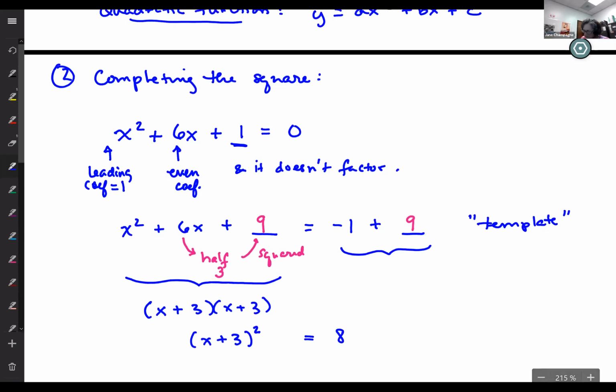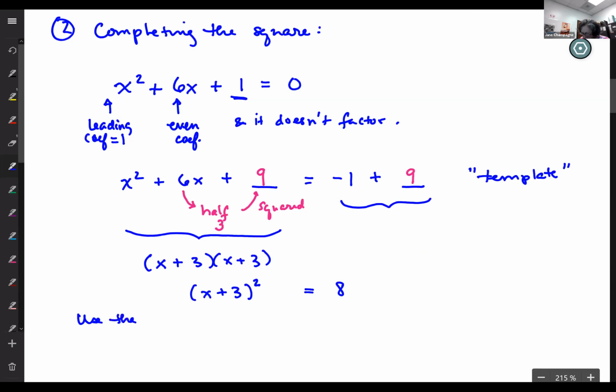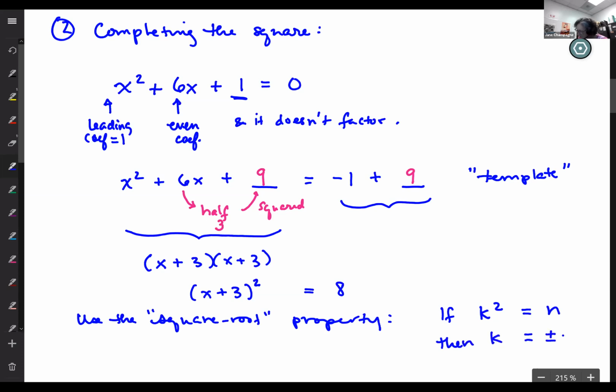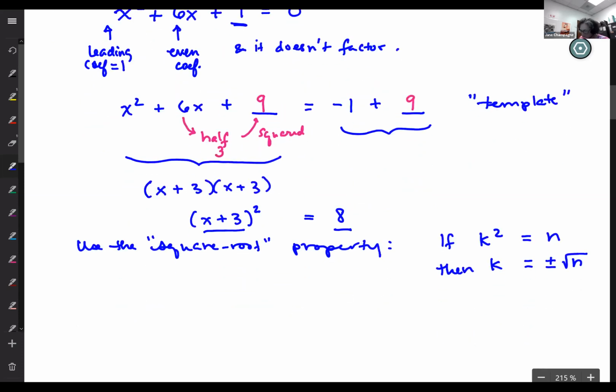So then we use what's called the square root property. Which says if you have something squared equal to a number, then the thing without being squared is plus or minus the square root of that number. Okay, so here we have something squared equal to a number. So that something, x plus 3, is plus or minus the square root of that number.